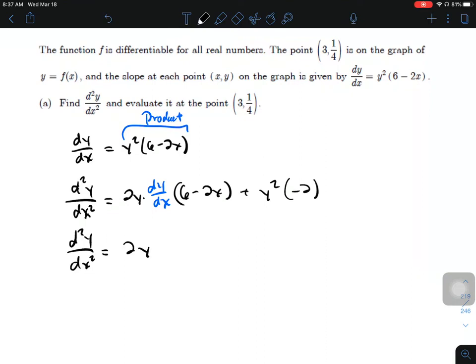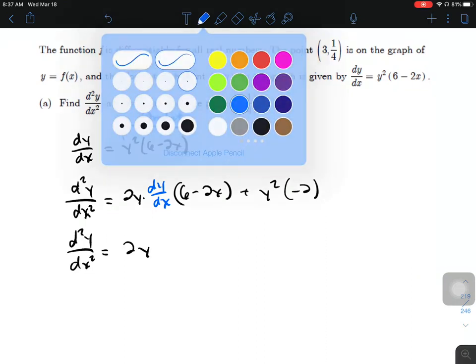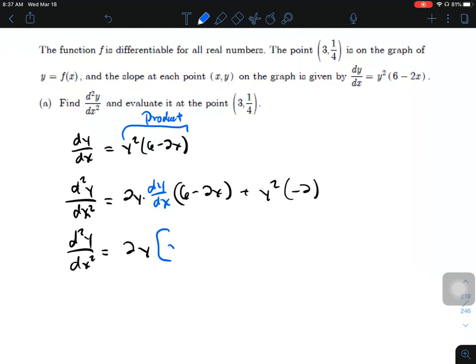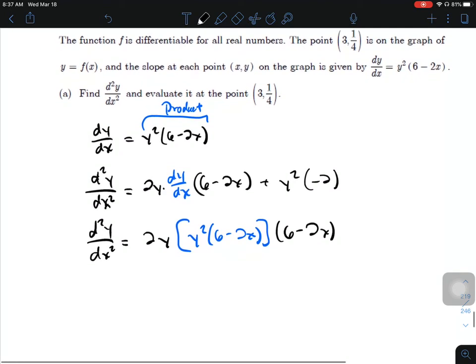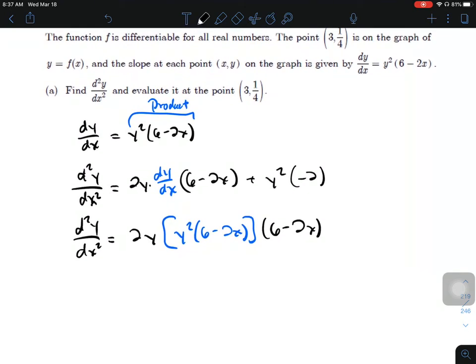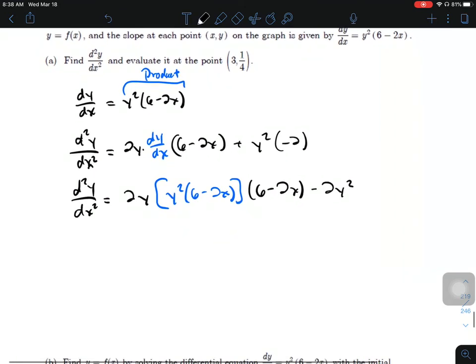So we got 2y. I'm going to take out that blue thing, dy over dx, and put in its place y squared times the difference of 6 and 2x. And then we had that 6 minus 2x that was already there. And then I'm going to simplify this a little bit. A positive y squared times a negative 2 is a negative 2y squared. And simplify it a little further.